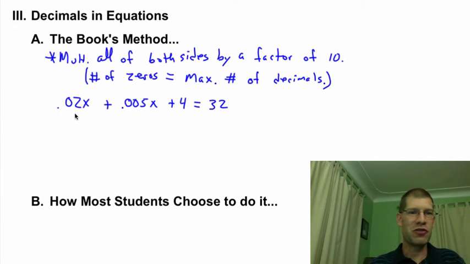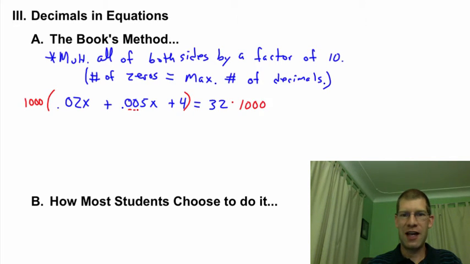If I look, I have 2 decimals here. So 0.02x, I have 2 decimals. 0.005x, I have 3 decimals. No decimals with the plus 4 or the 32. So I'm going to multiply by a 1 with 3 zeros because of my 1, 2, 3 decimal points there. So I multiply all this side by 1,000, and this side by 1,000. What that's going to do is hop that decimal point 3 places.